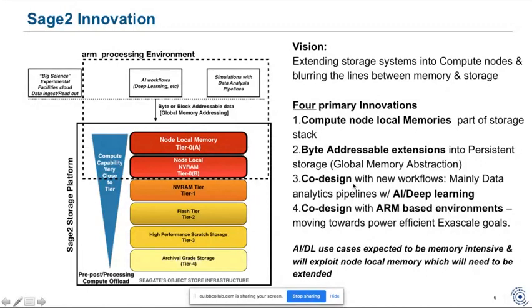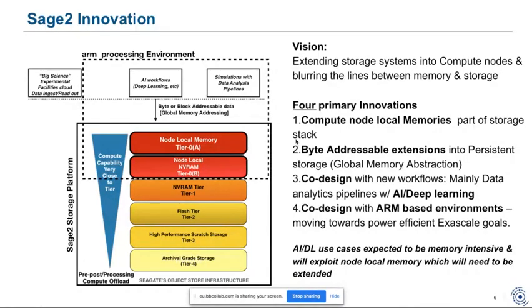The four primary innovations that we saw for Sage2 were, first, that compute-node-local memories would be part of the storage stack. We see more and more non-volatile memories being used in big data centers, and they could be used as memories, they could be used with PMDK, or they could be exposed as block devices. So there are various ways in which you can use them. How could they be made part of the overall bigger storage system? We wanted to look at that aspect. And the second aspect is storage being block-based, and non-volatile memories and memories being, theoretically at least, byte addressable.